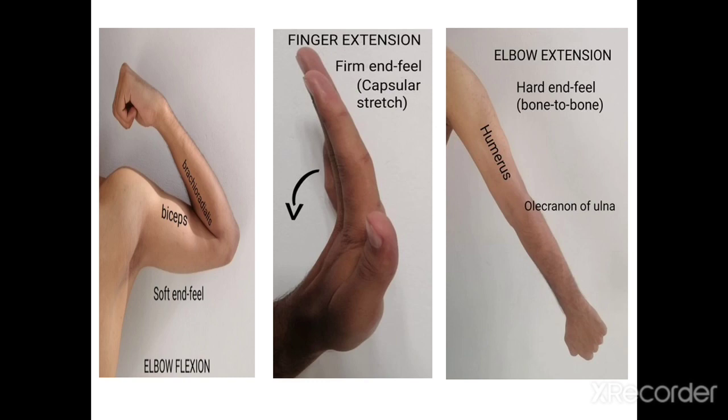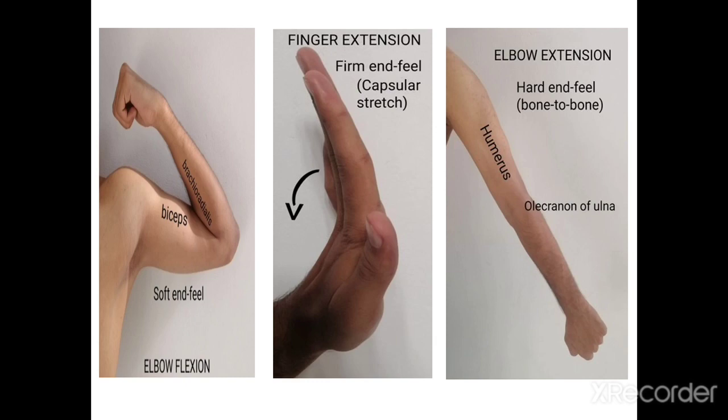Now these are some of the pictures which show the different types of normal end feel. The first is the elbow flexion, where the biceps is getting squeezed, limiting the range of motion, so it is termed as normal soft end feel. In the second picture, the extension of the finger, the anterior capsule of the metacarpophalangeal joint restricts the movement, so it is termed as the firm end feel.